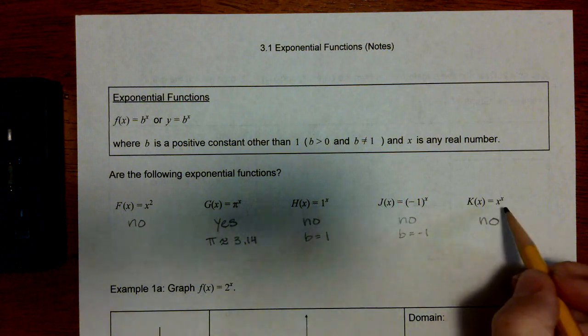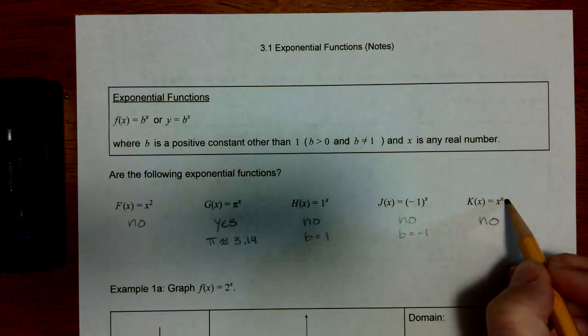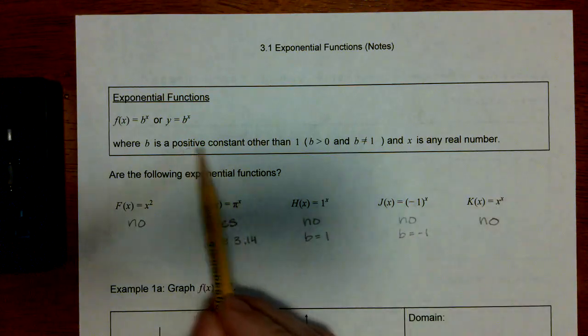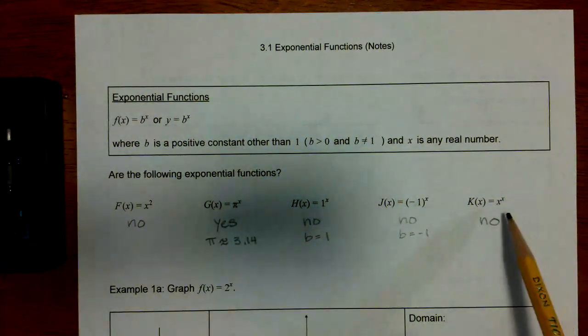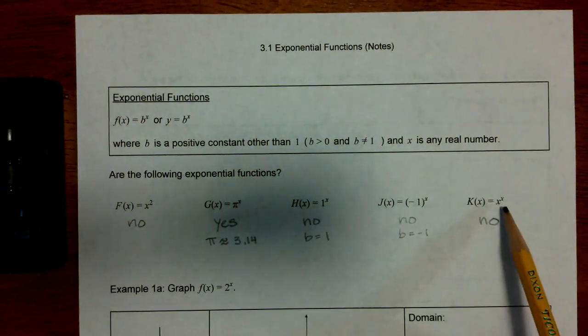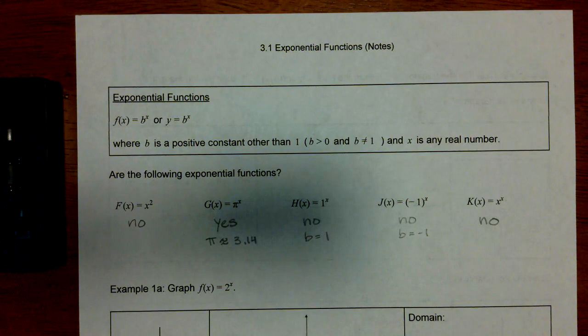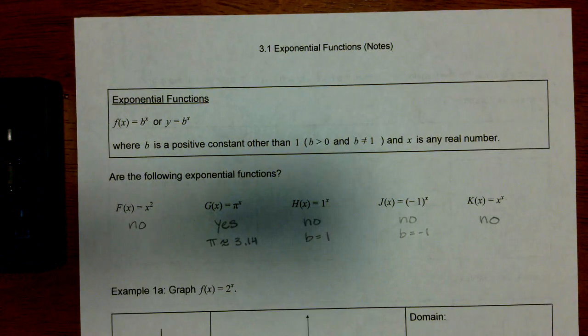And for our last one, our problem is that the variable is in both the base and in the exponent. And our definition says that it needs to be a positive constant. Okay, so x is not a constant, it's a variable, so that's not going to be an exponential function.